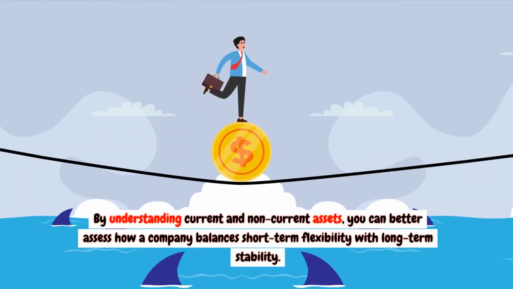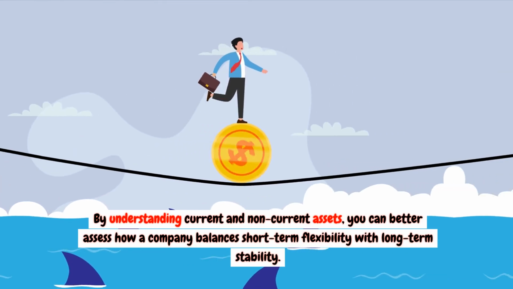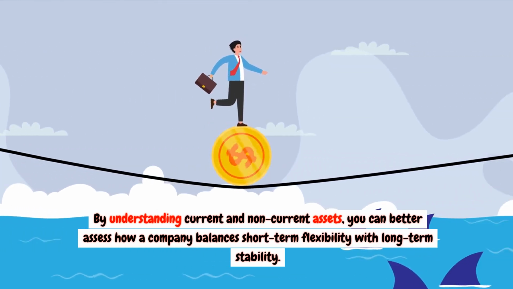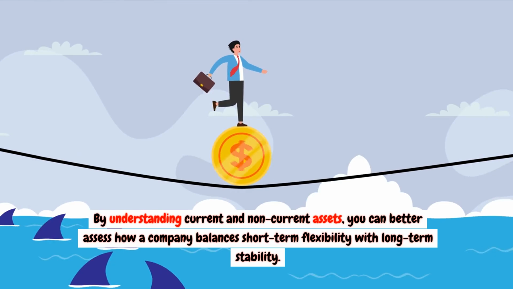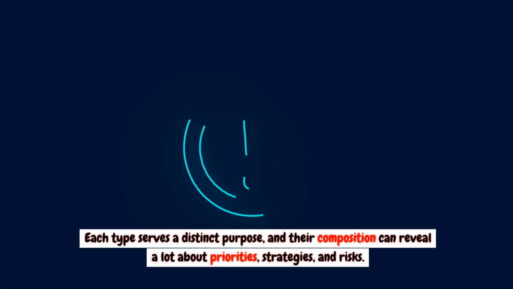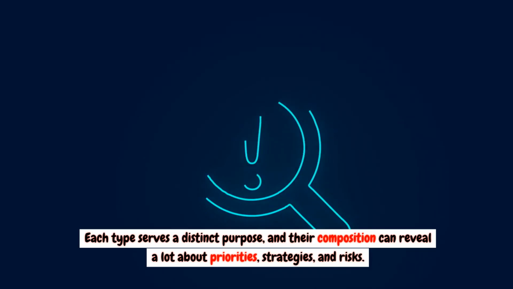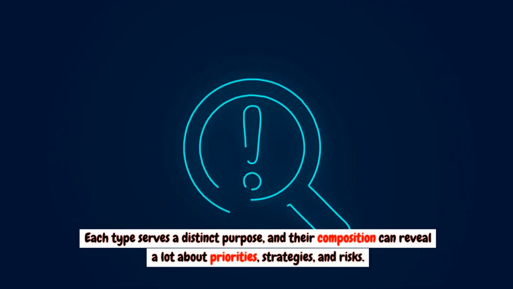By understanding current and non-current assets, you can better assess how a company balances short-term flexibility with long-term stability. Each type serves a distinct purpose, and their composition can reveal a lot about priorities, strategies, and risks.